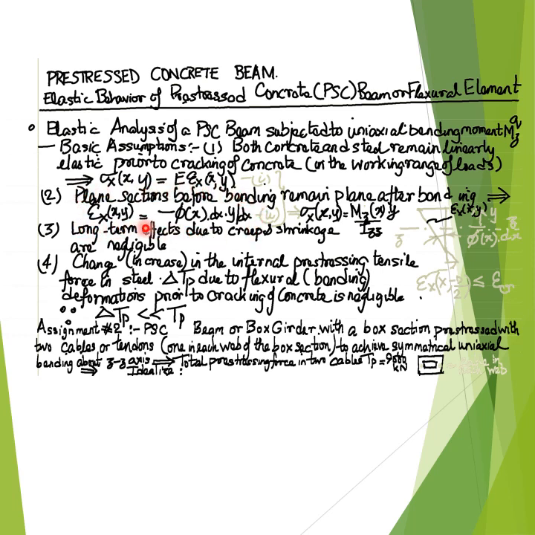thus resulting in the formulation of the following compatibility relationship, that is based on kinematics, expressing the compatibility of the normal strain epsilon x at any general coordinates x and y to the curvature of the beam element after bending as represented by the compatibility equation, that is equation number 2, that is Roman numeral 2.